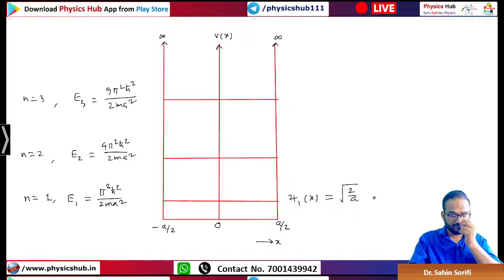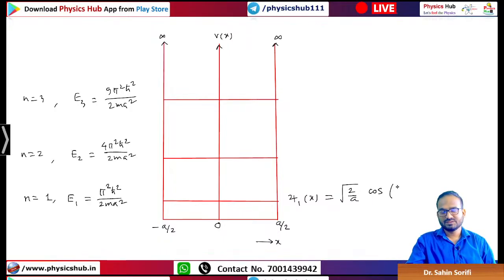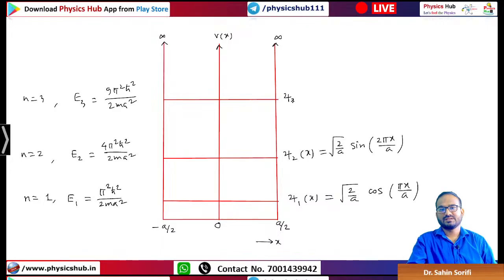Yeah, for the wave function only you have to check whether n is even or odd. Eigenvalues will remain the same. So psi 1, n equals 1, odd, so cos pi x by a. Psi 2, n equals even, so this will be sine 2 pi x by a. Psi 3 again odd, so this will be decided by the cos function, cos 3 pi x by a.